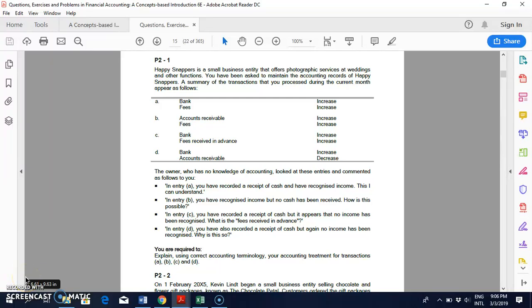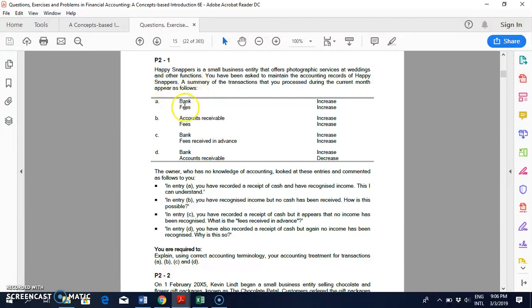In the following video, we're looking at P2.1. It says Happy Snappers is a small business entity that offers photographic services at weddings and other functions. You have been asked to maintain the accounting records of Happy Snappers. A summary of the transactions that you processed during the current month is as follows.